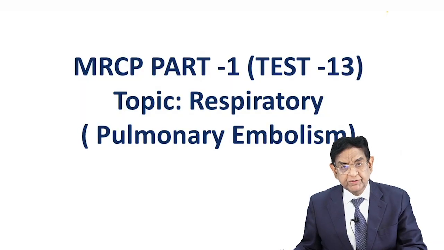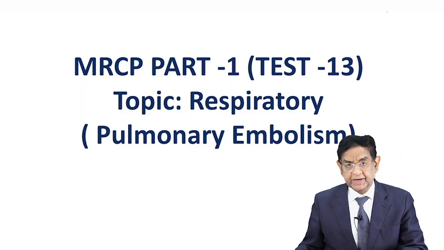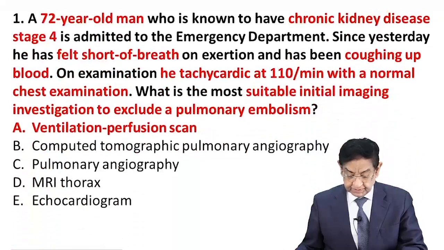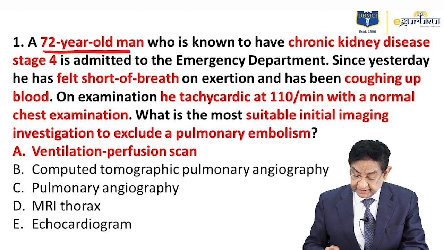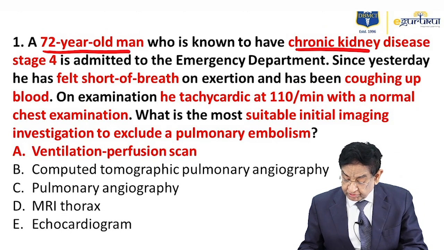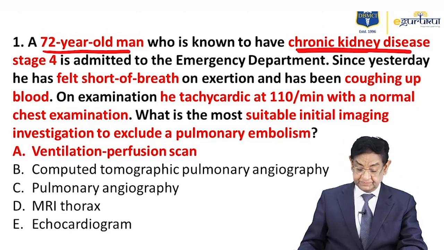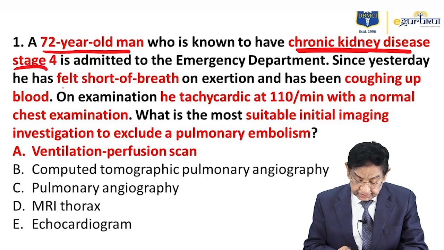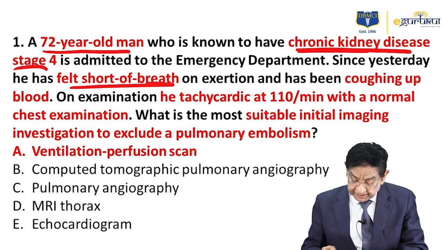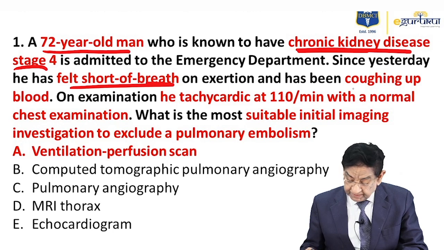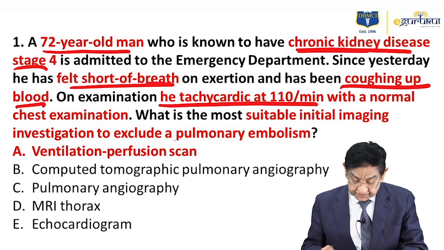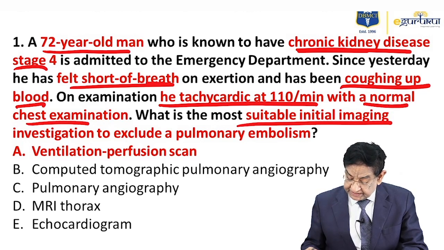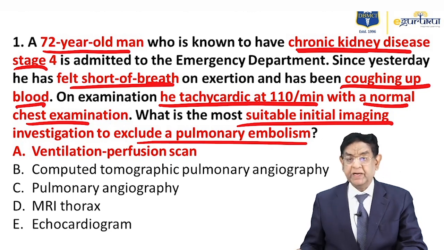Now I'll be talking to you regarding a question about pulmonary embolism. We are getting a 72-year-old man. He's a case of chronic kidney disease, stage 4. He's short of breath, coughing up blood, tachycardia, normal chest X-ray. Best initial test to rule out pulmonary embolism?